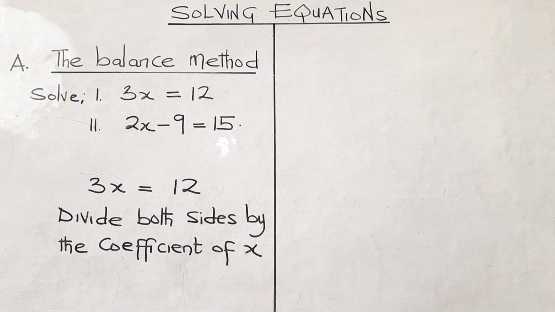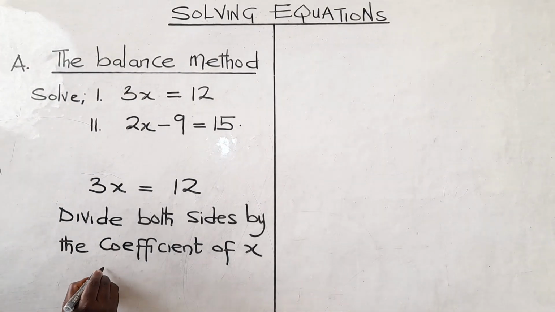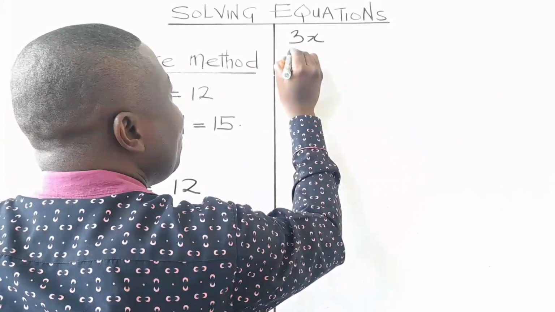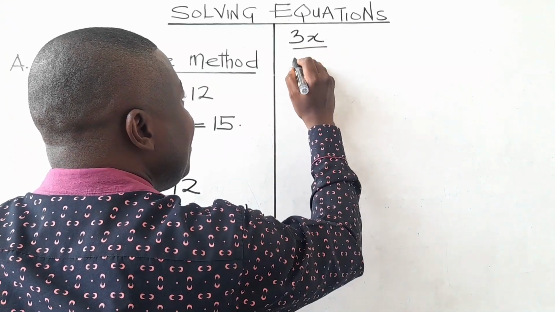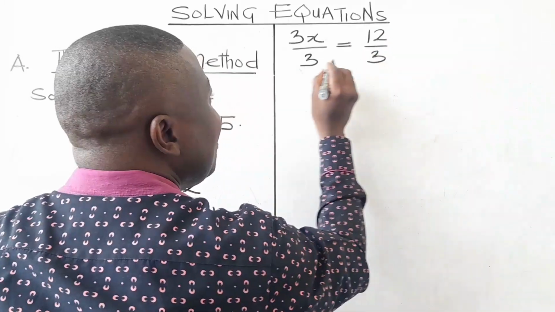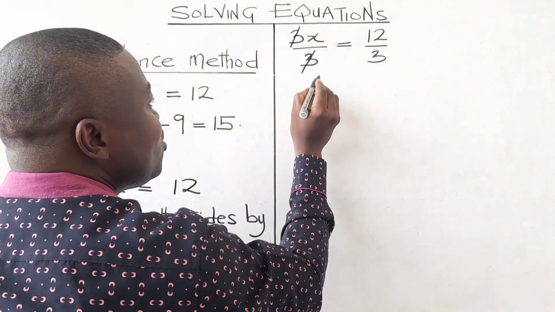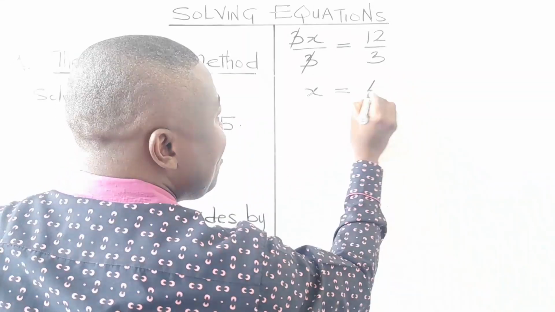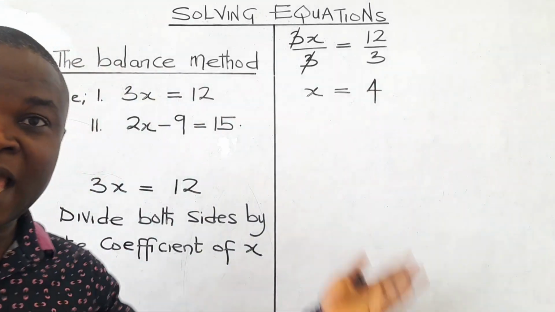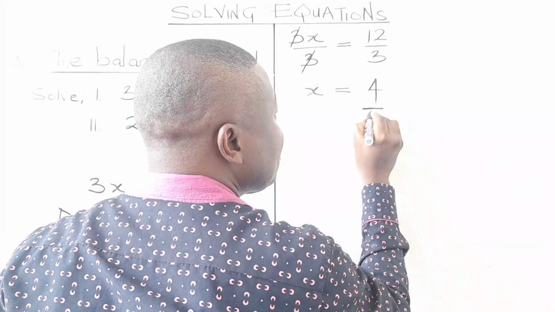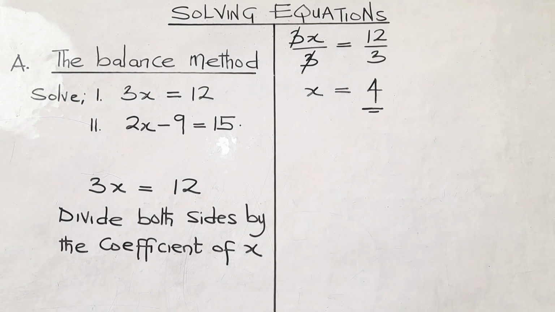So we do this: 3x over 3 equal to 12 over 3. 3 divided by 3 is 1, so you just have x. 12 divided by 3, you have 4. Of course, you know 3 times 4 is 12. So we now have the value of x to be 4.